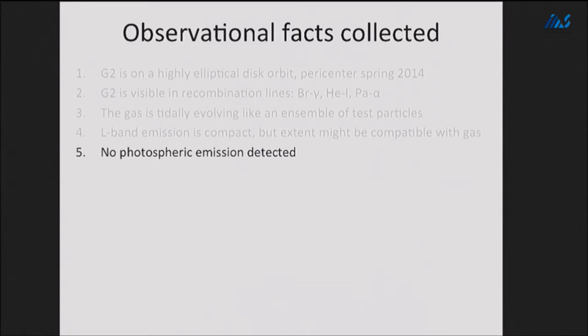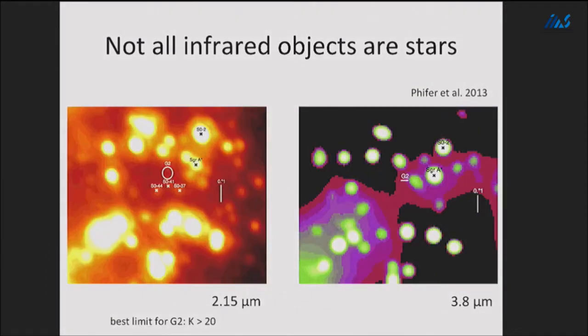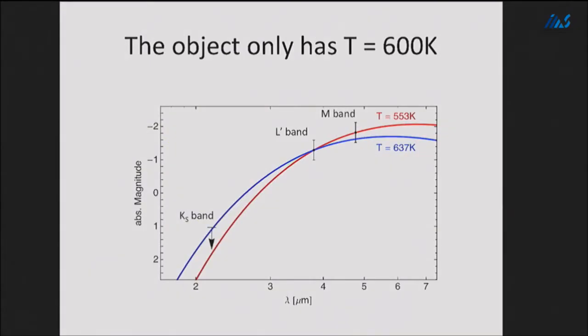Here is the VLT version of that, and our colleagues at UCLA have essentially done the same picture using different color scales, yet there's a clear detection of G2 in L-band, and it's not there in K-band, and the limit given by Pfeiffer et al. in 2013 is, I think, the best limit so far. The magnitude has to be larger than 20, fainter than 20th magnitude. So what you essentially learn from that is the temperature of 600 Kelvin.